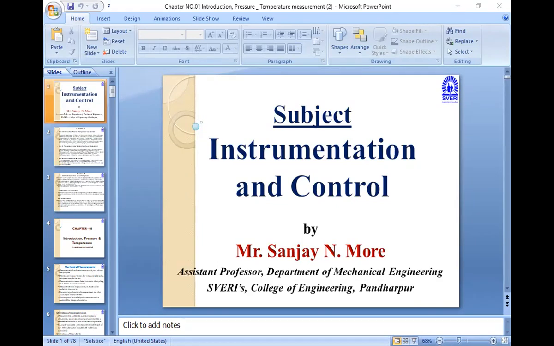Any instrument or equipment is based on this block diagram: physical quantity to be measured, primary sensing element, variable conversion element, variable manipulation element, data transmission element, data processing element, data presenting element or display, and the last one is the observer. Then instrument characteristics are divided into two categories: first static characteristics and second dynamic characteristics.